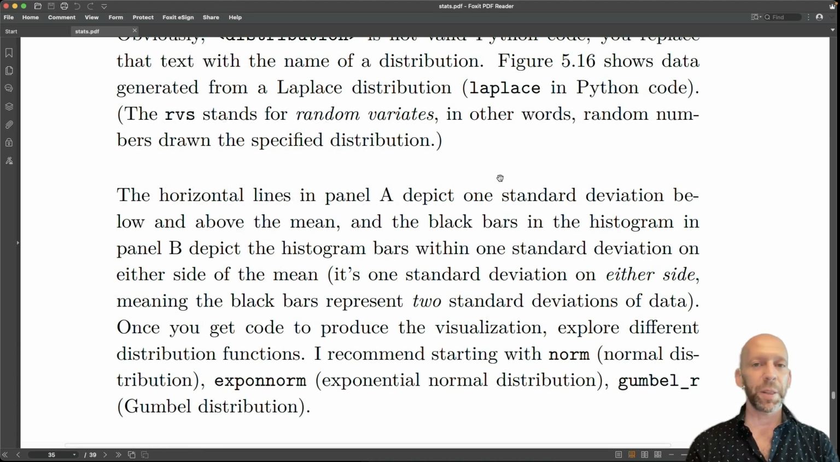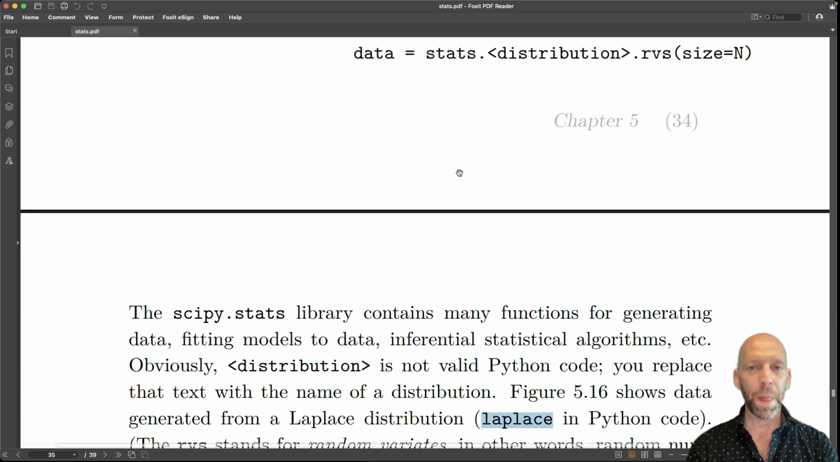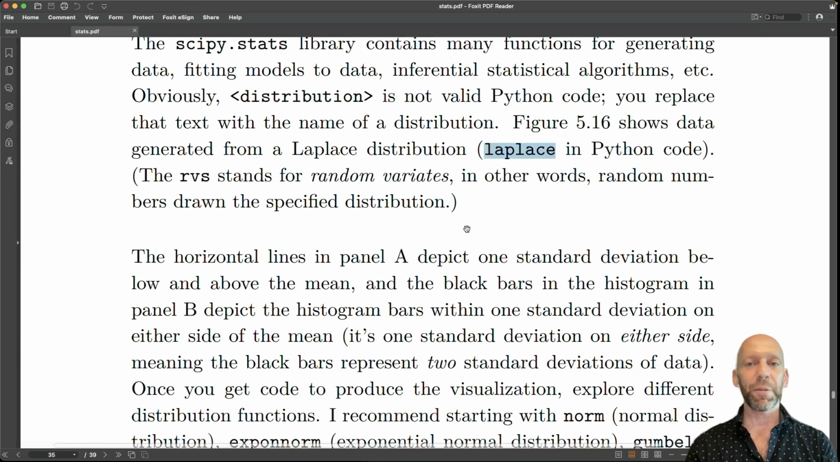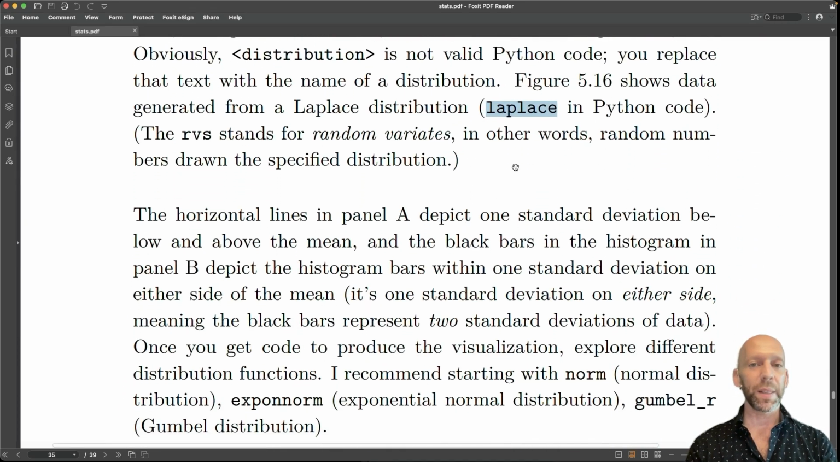Yeah, so that figure was created using the Laplace distribution, which is the term laplace here. So let me scroll up here. It would be stats.laplace.rvs, and that is how you create the data for figure 5.16.